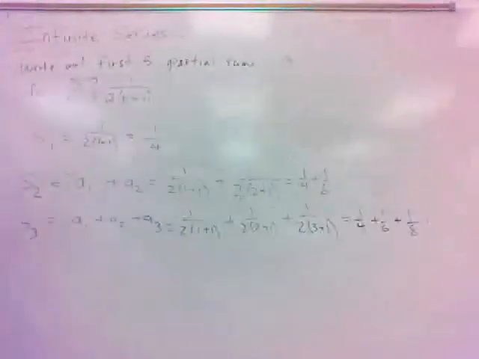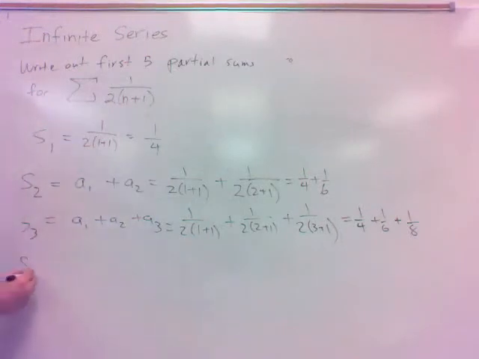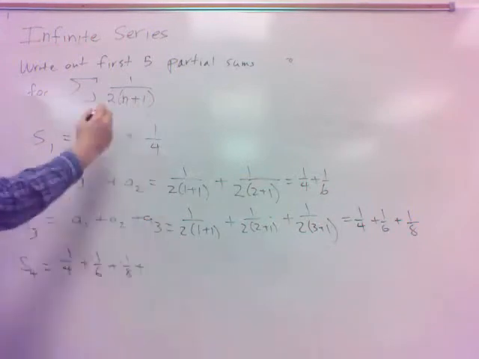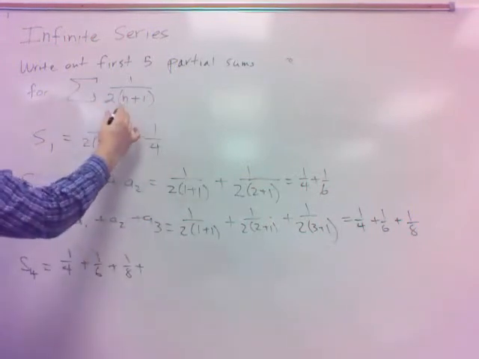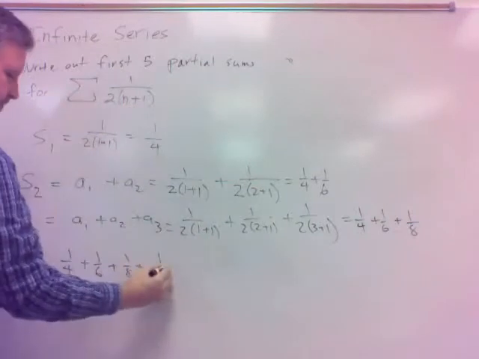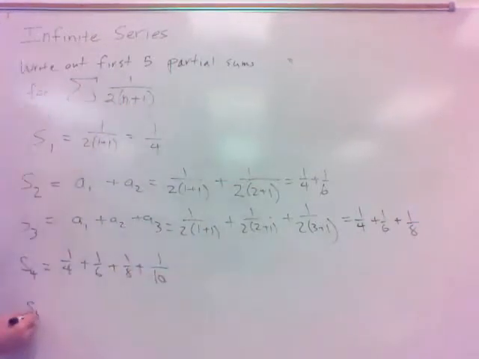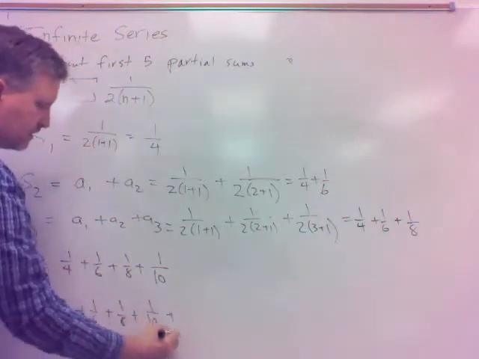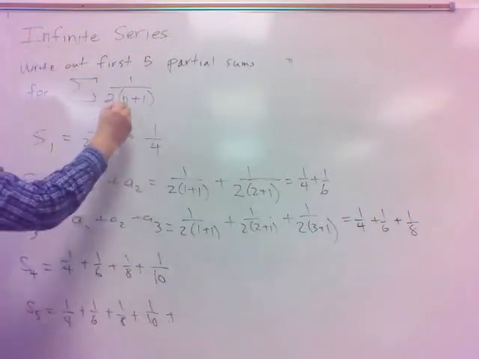I think I see a pattern there, don't you? So what would S4 be? Well, S4 would be the first 4. So it would be 1/4, 1/6, 1/8, and then the fourth term would be 1/10, wouldn't it? And then S5 would be 1/4, 1/6, 1/8, 1/10. And then the fifth one would be plug in 5, so it would be 1/12.